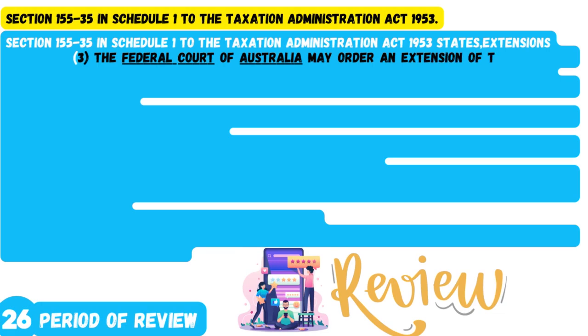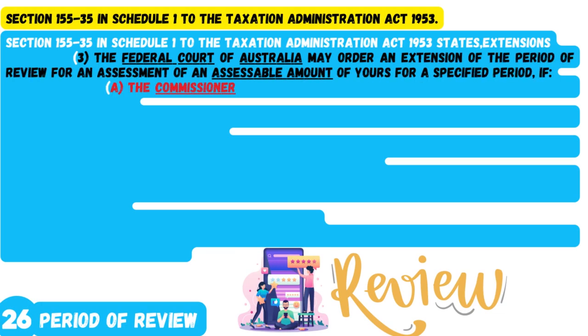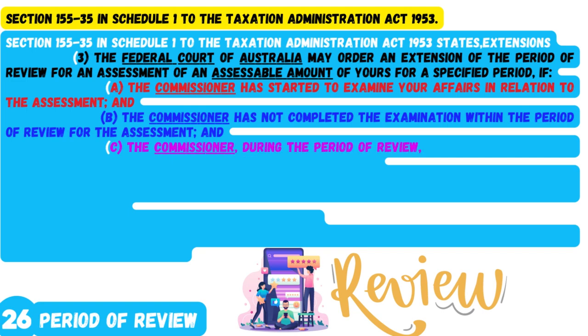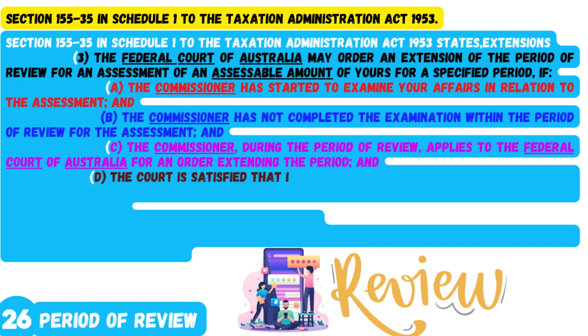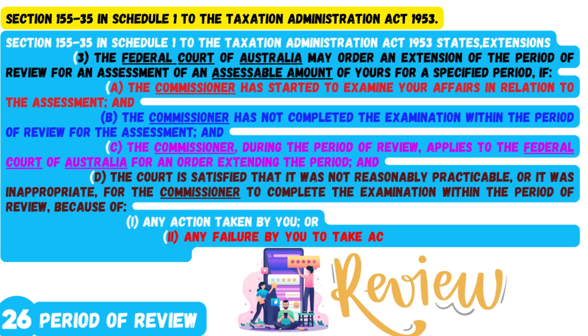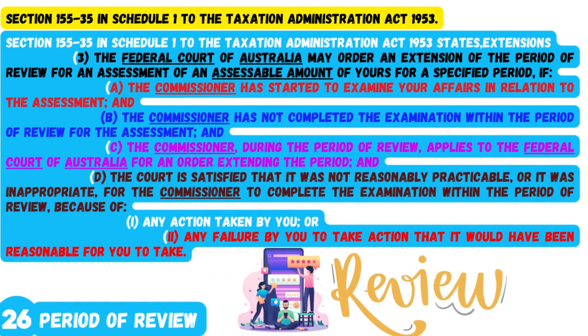3. The Federal Court of Australia may order an extension of the period of review for an assessment of an assessable amount of yours for a specified period, if a. The Commissioner has started to examine your affairs in relation to the assessment, and b. The Commissioner has not completed the examination within the period of review for the assessment, and c. The Commissioner, during the period of review, applies to the Federal Court of Australia for an order extending the period, and d. The Court is satisfied that it was not reasonably practicable, or it was inappropriate, for the Commissioner to complete the examination within the period of review, because of 1. Any action taken by you, or 2. Any failure by you to take action that it would have been reasonable for you to take.